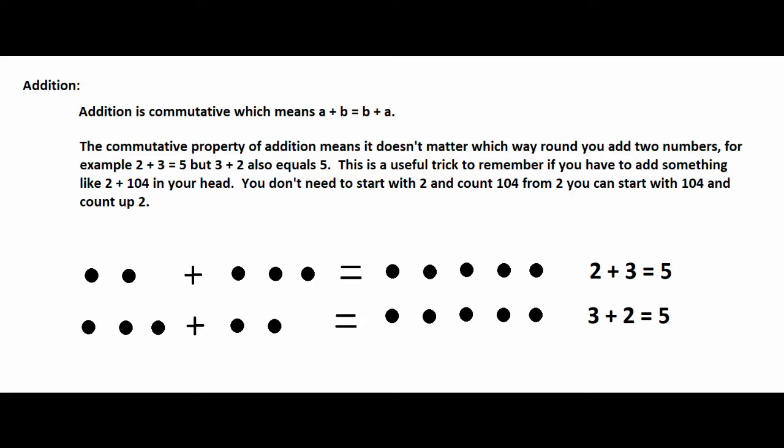Now addition is commutative, and that means that a plus b is the same as b plus a. The commutative property of addition means it doesn't matter which way round you add the two numbers. For example, 2 plus 3 equals 5 is the same thing as 3 plus 2 equals 5. They both equal 5. This is a useful trick to remember if you have to add something difficult like 2 plus 104 in your head. You don't need to start with the 2 and count 104 from 2. You can just start with the 104 and count up by 2.